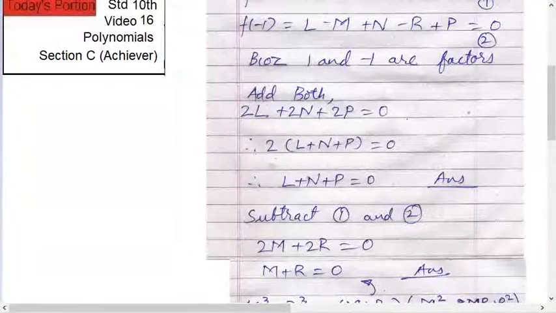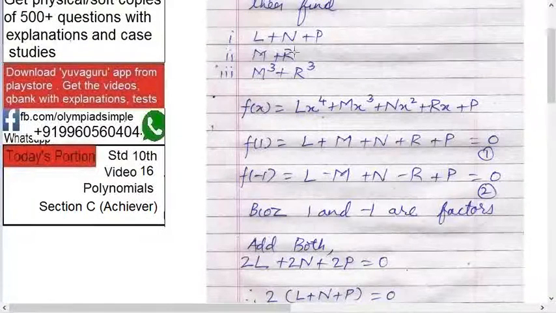Okay. Next we have m and r. How can you get m and r? Suppose you subtract 1 and 2 from each other.